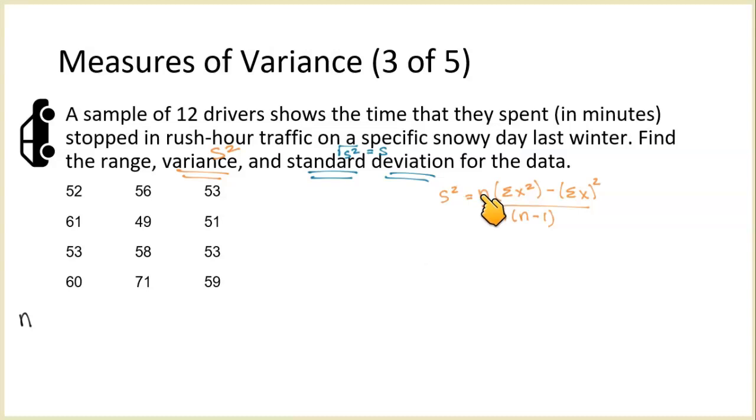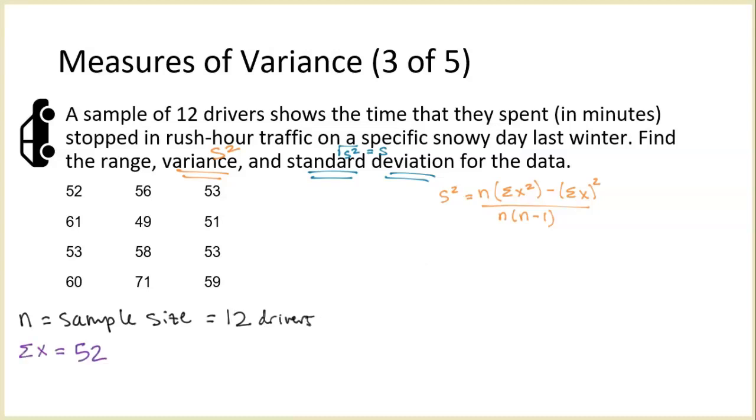We need to find the sample size, we need to find the sum of all of the data, so add all these 12 numbers together, and then we need to find the sum of the squares of the data. So we would take each value, square them, and then add that together. So first we look at the sample size. Well, the sample size is just the 12 drivers that the data represents.